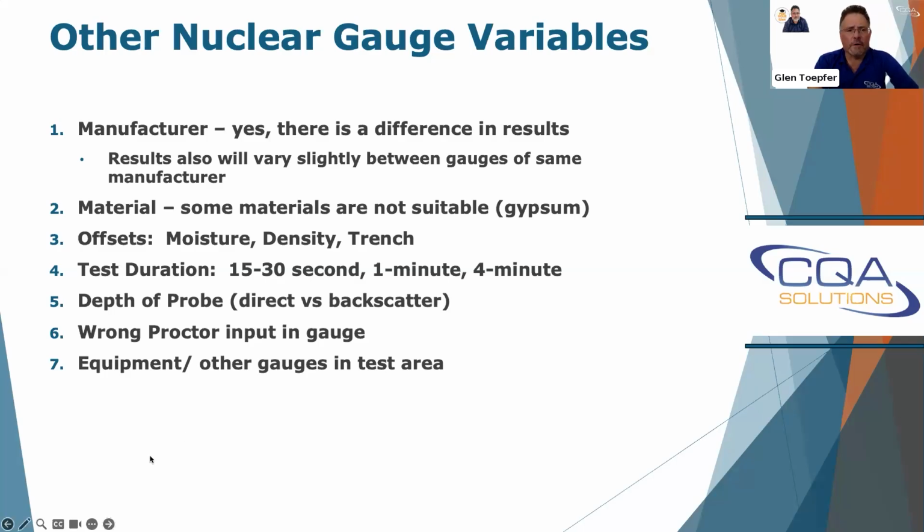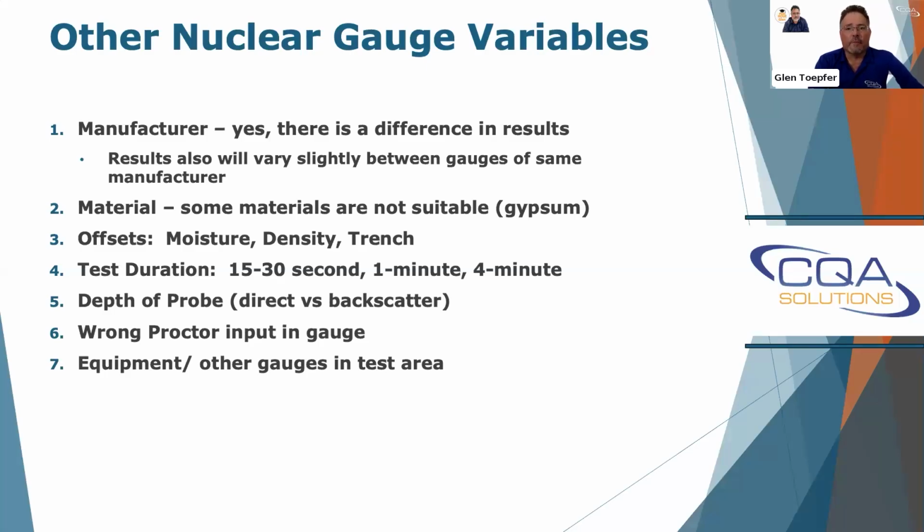Offsets I briefly mentioned above there. The gauges have different offsets: moisture, density, trench offsets. And if any of those values are in the gauge, they'll throw off your test if you're unaware that they're there. If they're not supposed to be there, you'll be getting faulty results. So those should always be checked. As a technician, you should make sure that those variables aren't in there. And if they are in there, you should make sure they're correct, and you should have them documented on your testing forms.